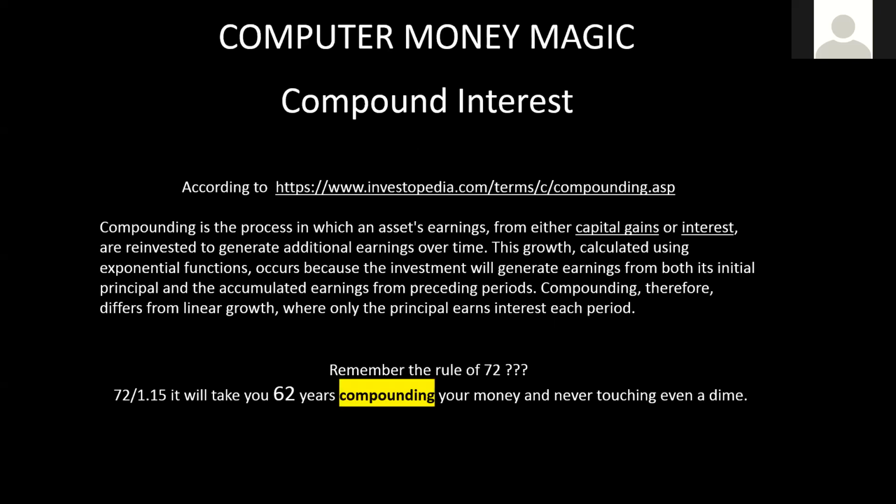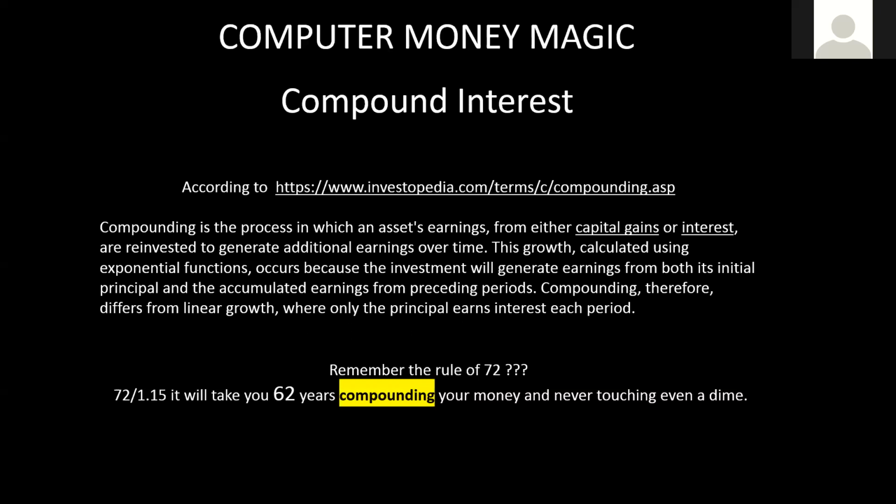So let's talk about compound interest. So what does that actually mean? According to Investopedia, compounding is the process in which an asset's earnings from either capital gains or interest are reinvested to generate additional earnings over time. This growth, calculated using exponential functions, occurs because the investment will generate earnings from both its initial principal and the accumulated earnings from the preceding periods. So compounding therefore differs from linear growth, where only the principal earns interest each period.